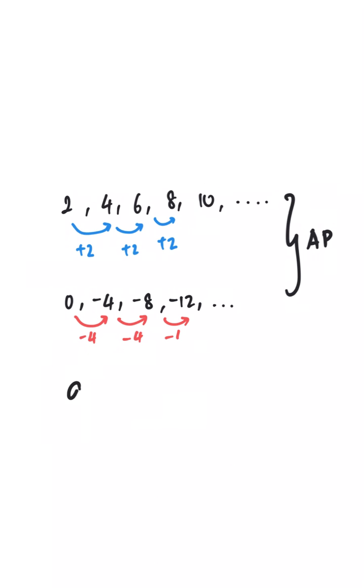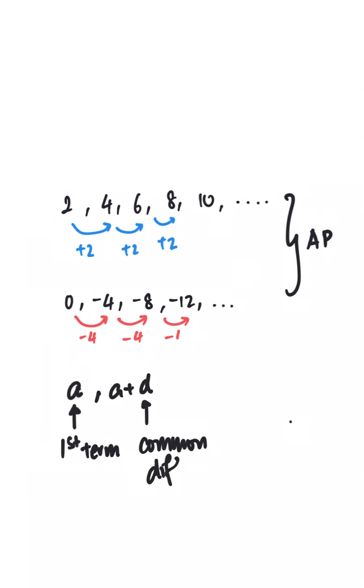So in general, if the first term, I call it A, this is the usual notation. For the first term, we denote it by A. The second term will be A plus D, where D is called the common difference. Third term will be A plus 2D. Fourth term, A plus 3D.